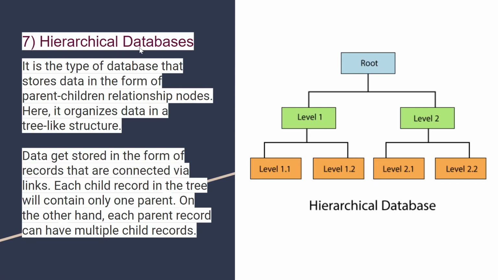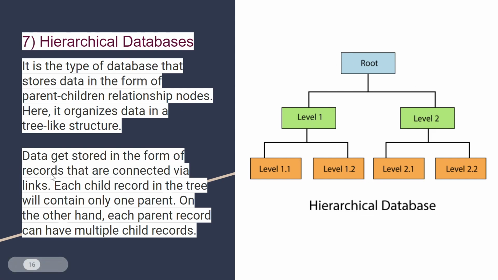So the next is hierarchical database. As you can see in the image, the data is in a tree-like structure or in hierarchical form. There is only one parent and then the child, and there can be other further children. So it is a type of database that stores the data in the form of parent-children relationships. This is the parent, this is the child, and it organizes data in a tree-like structure.